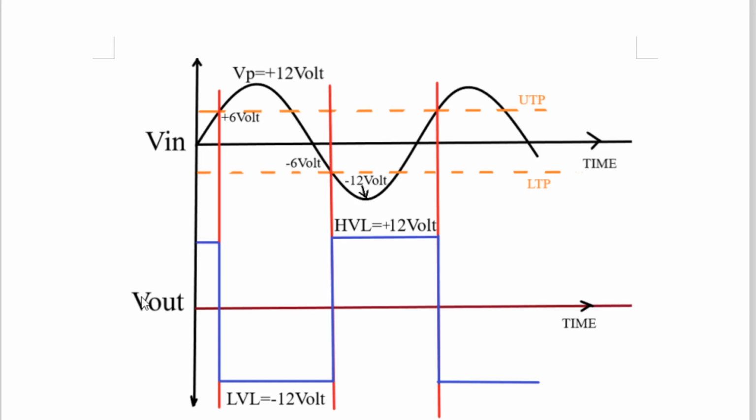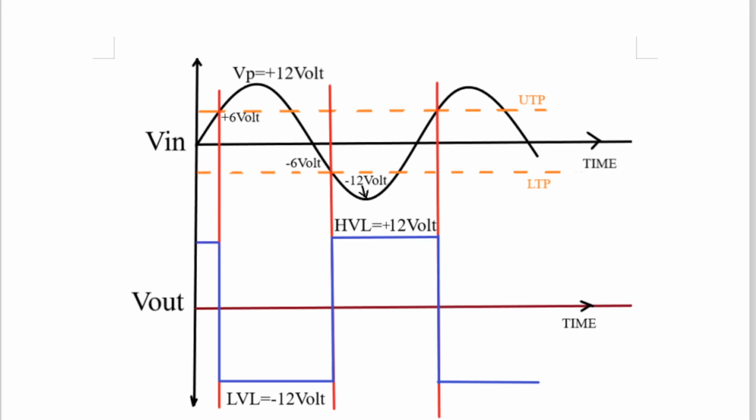Now look at this output. This is the output of the inverting Schmitt trigger, that is, the output of the op amp. So here, unless and until the inverting input terminal crosses 6 volt, meaning up to 6 volt of the sine wave, at the output we have considered high voltage level. This is the blue line. So it is HVL equal to plus 12 volt. So for the time from 0 volt to 6 volt, the output of the op amp remains in high voltage level.